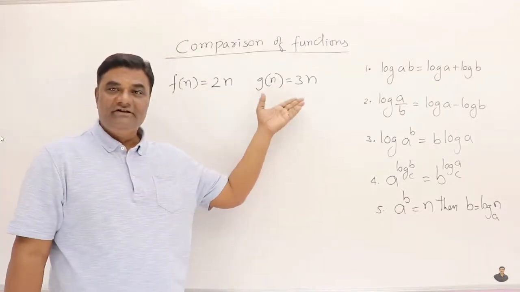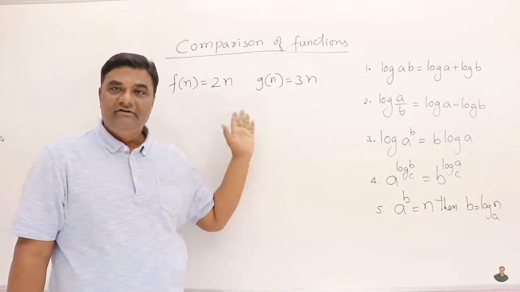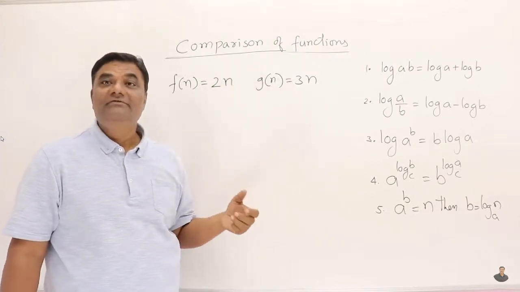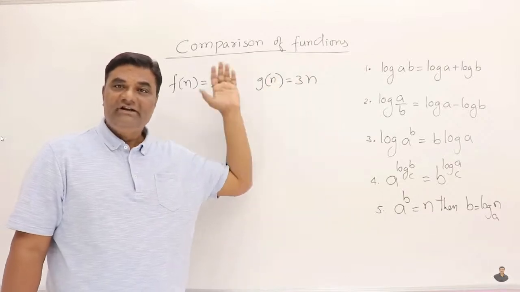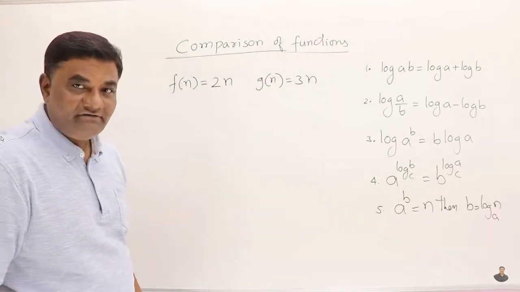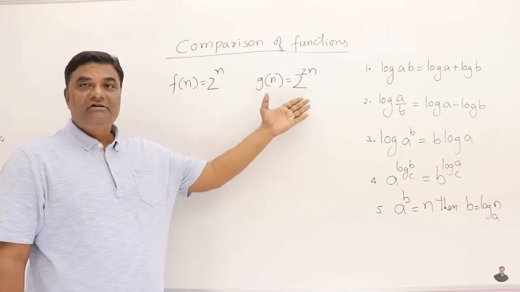F of n is 2n, g of n is 3n. Which is smaller, which is greater? Both are equal. This 2 is ignorable, 3 is ignorable when you take it asymptotically. Big O of n, or theta of n. Both are the same. Both these functions are equal. Now which function is greater? This looks smaller, this looks greater.